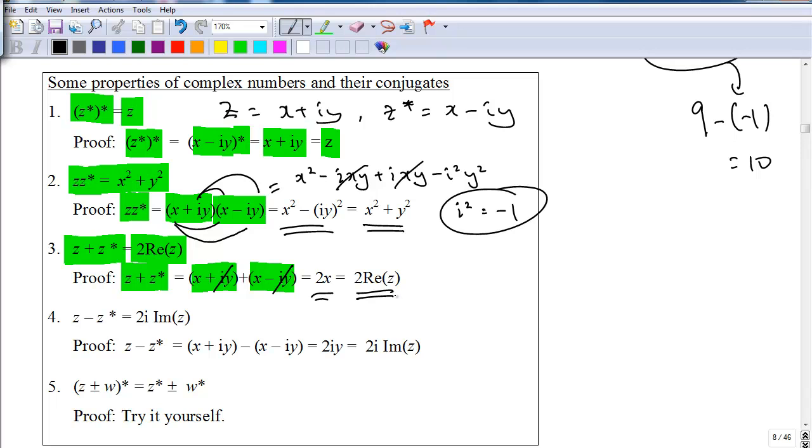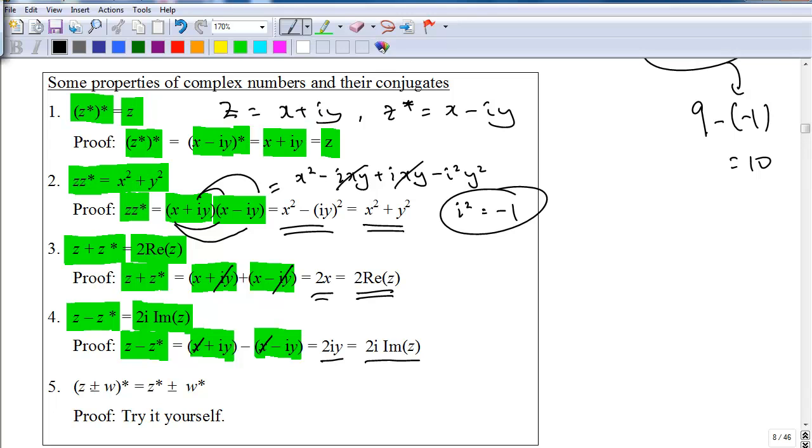Now the same idea goes for the imaginary part of Z, meaning if I have Z minus Z star, then this will give me 2i times the imaginary part of Z. How do I prove this? I just do the same thing as what I did earlier. I replace Z by x plus iy, and I replace Z conjugate by x minus iy. So you realize that again, the real parts cancel away nicely, and you end up with minus minus plus, 2iy. And 2iy, where y is the imaginary part of Z, will give you 2i times the imaginary part of Z. Done. Now the last one, you can try on your own.